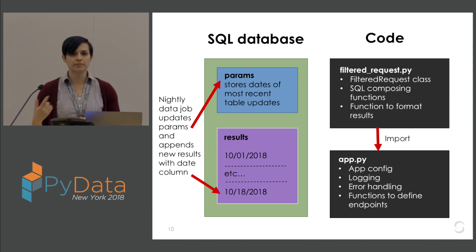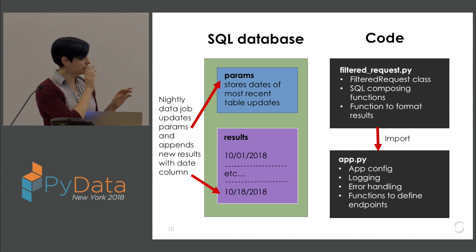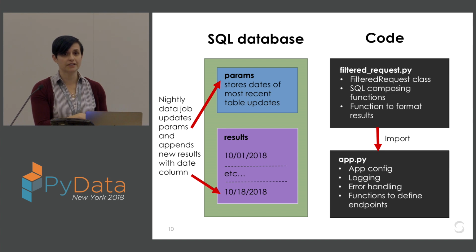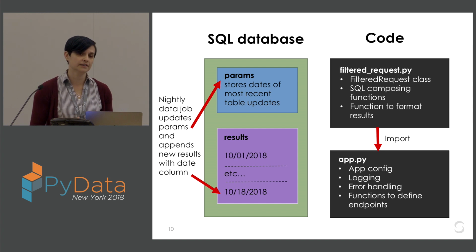But as I append to it, I want to log when the last append was in a really easy to use data table, like a very tiny params table. It's very easy to query. And that just gives me speed.